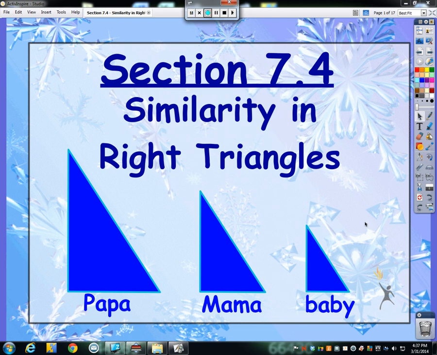Video number 4, we're going to talk about some similarity in right triangles. There's some crazy stuff that happens here, and this will be the main section. Out of the 4 sections we're doing this chapter, this is the main one where everything's going to happen. So you can kind of think of a papa, mama, and a baby right triangle. There are some similarities between them that we will discover here.